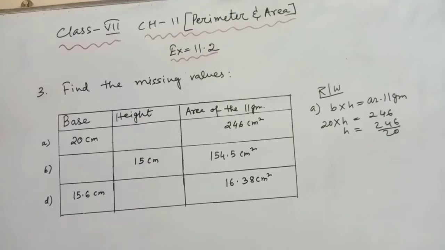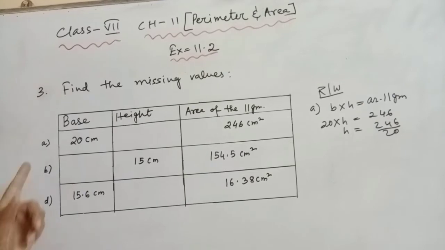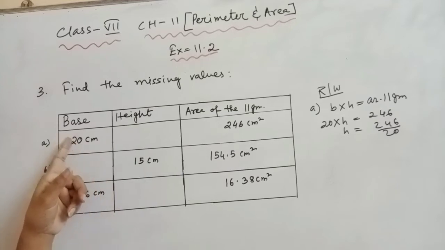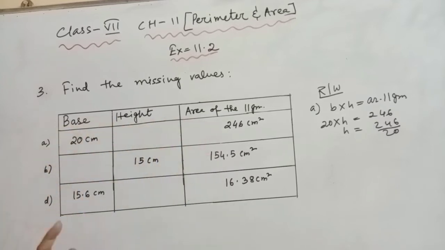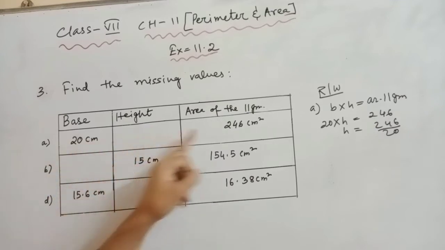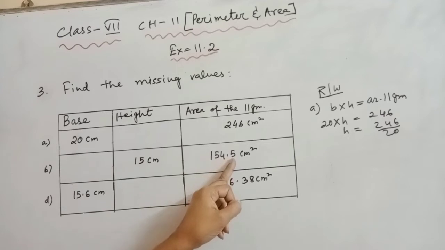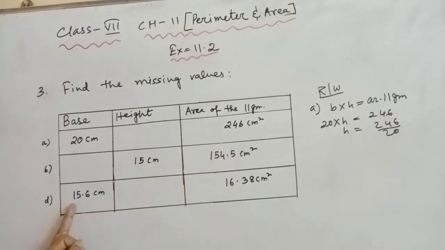Today we will do question number 3 from exercise 11.2, chapter 11, perimeter and area. Now in question number 3 you will see a table. In this table you will see the base, height and area of the parallelograms in the 3 columns. In some rows the base is given, the height is missing and the area of the parallelogram is given. In the next row the base is missing, and the height and area of the parallelogram are given. And in the last one, the base and area of the parallelograms are given. You have to find the height.